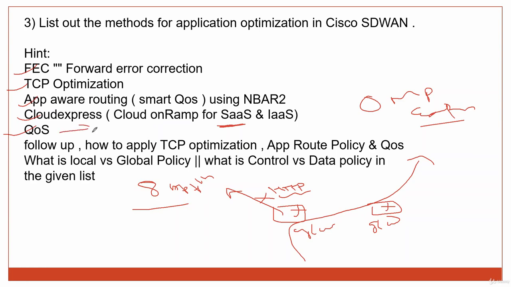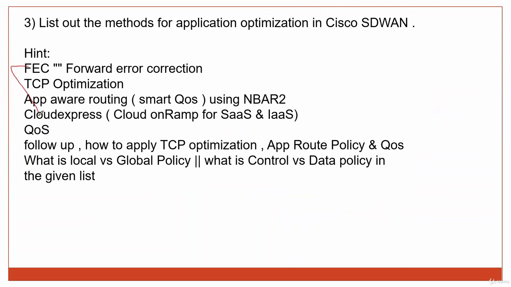Apart from that, we have QoS and how intelligently we are going to apply the quality of service. So either it's QoS for the WAN interface in the in and out direction, or QoS for the LAN interface, how we are doing the marking, how we are doing the classification, etc. Okay, so these are the inbuilt features that we have in the Cisco SD-WAN. Okay. Now, next to this, what are the other things we can do?